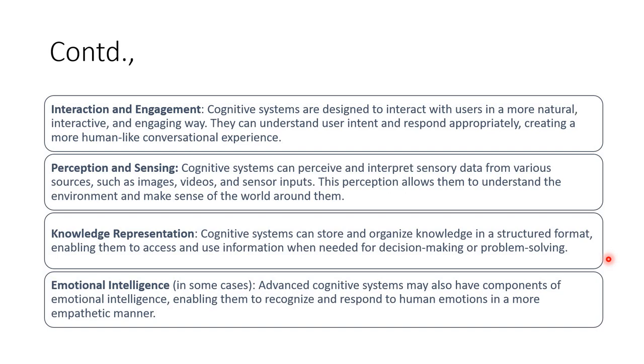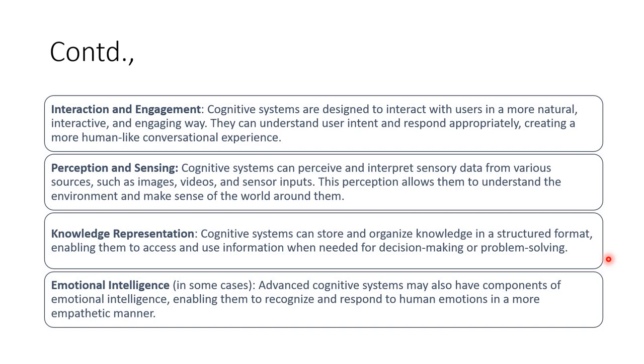Cognitive systems can store and organize knowledge in a structured format. Understand, it can store and organize. The part organize is very, very important, and that enables them to access and to use information whenever needed. I am going to use the data day after tomorrow or next month or next year, but when I go and use the data, it is in a messy way, I cannot use it. Cognitive system helps you in getting it arranged in a real nice pattern, structured way, and whenever you need, that can be retrieved.